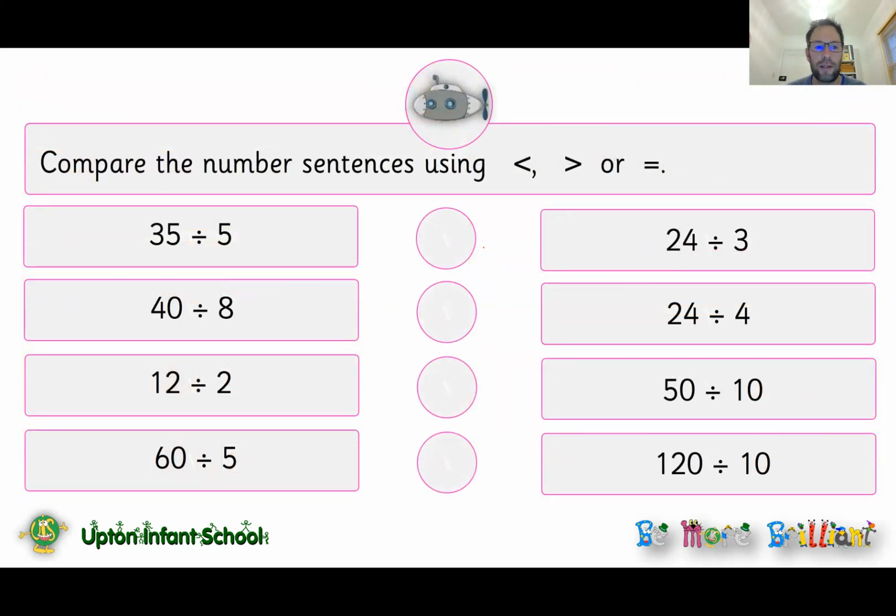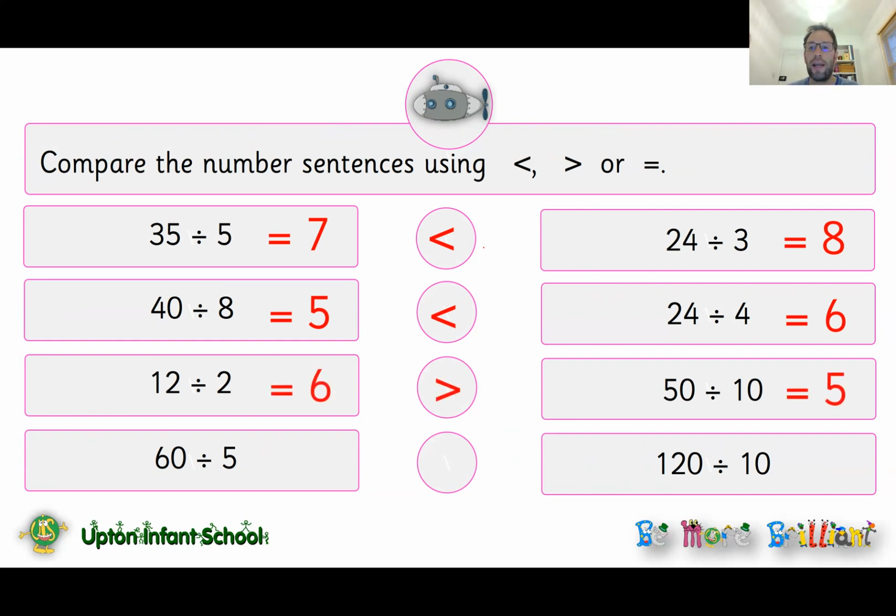Okay, on to the final question. It says, compare the number sentences using the less than, the greater than, and the equal sign. So the first one, 35 divided by 5 is 7, and that is less than 24 divided by 3, which is 8. 40 divided by 8 is 5, which is less than 24 divided by 4, because that is 6. 12 divided by 2 is 6, and that is greater than 50 divided by 10, because that is 5. Then 60 divided by 5 is 12, which is the same as 120 divided by 10, because that is also 12. Well done if you got those ones correct.